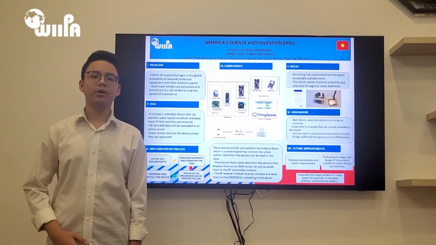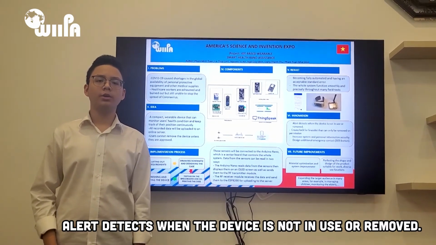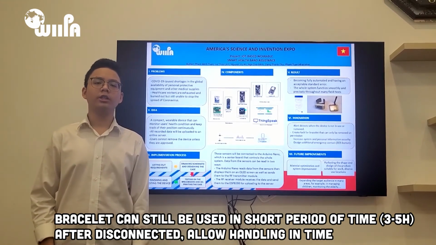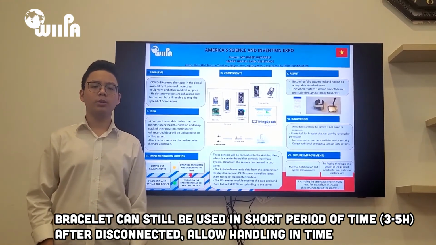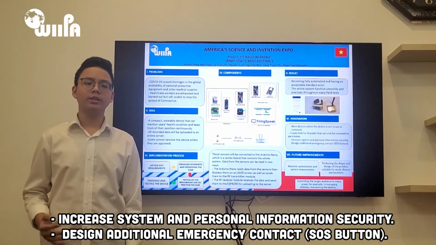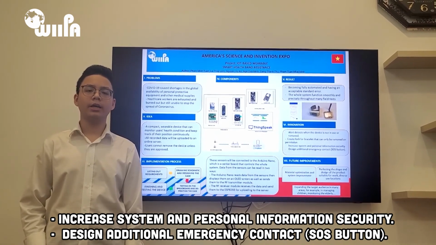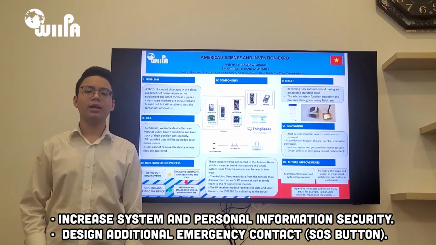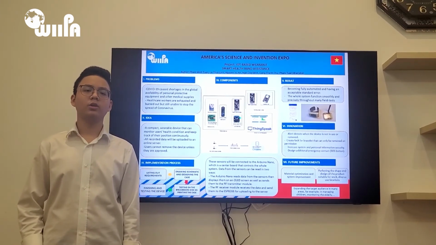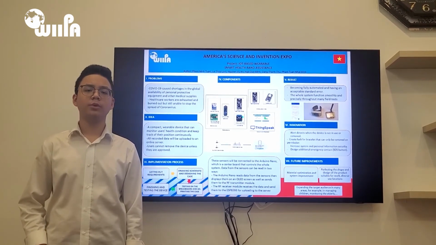I will present about innovation. Firstly, the device gives an alert when it's not in use or removed. Secondly, the bracelet can still be used for a short period of time, about 3 to 5 hours after disconnection, without being handled in time. Next, increase system personal information security and design an additional emergency contact like an SOS button. Finally, create a lock for the bracelet that can only be removed with permission. Next, Tuấn will present about future improvements.